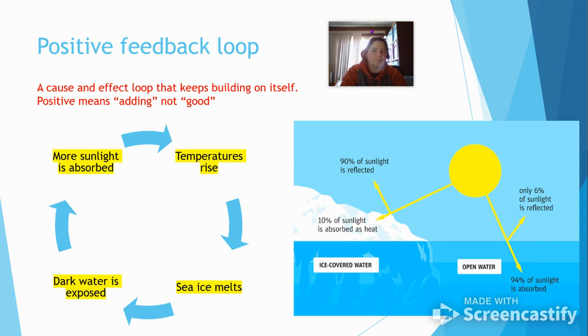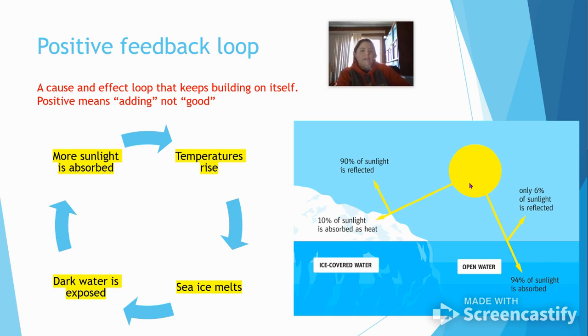This is going to be a very quick video all about the cause and effect and changes in Earth's system. So one thing I do want to talk about first is the positive feedback loop. This is that cause and effect loop that keeps building on itself, because positive in this case does not necessarily mean good. It just means it's adding on to itself.